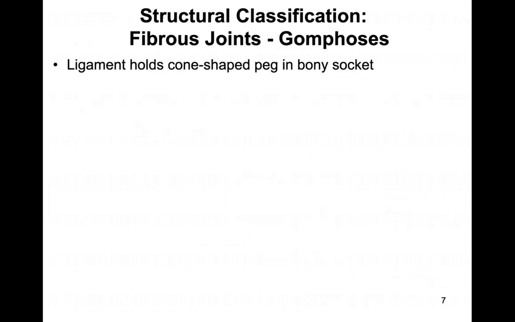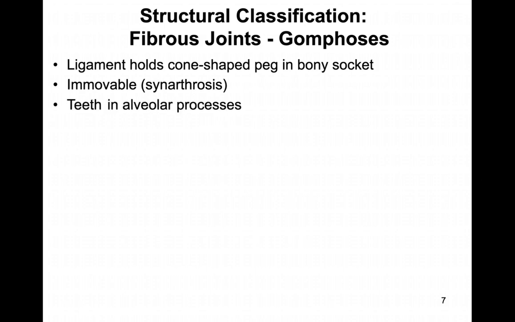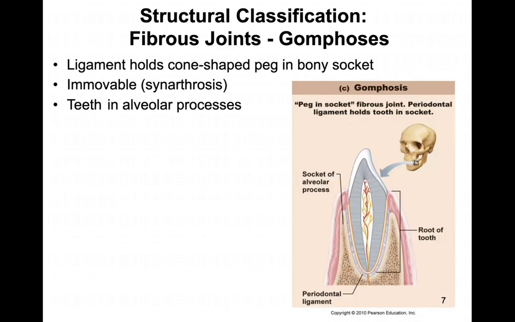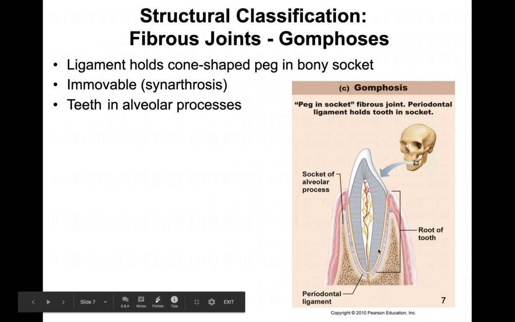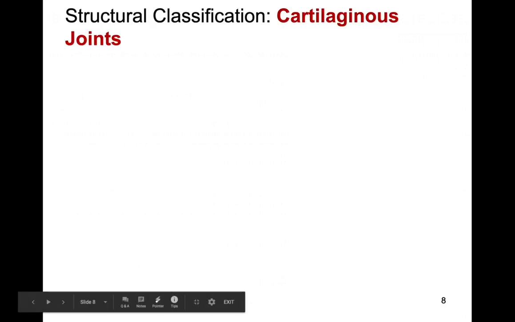So gomphoses hold a cone-shaped peg in a bony socket, otherwise known as a tooth. They are immovable, a synarthrosis. Keep in mind, it's a relative term. If you've had braces, you know that you can make them move, and when you take the braces off, if you don't do something to hold them in place, they move back. The tooth fits in the socket here, which is the alveolar process.